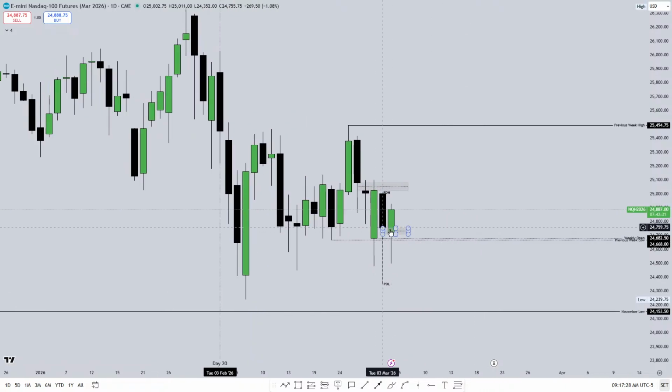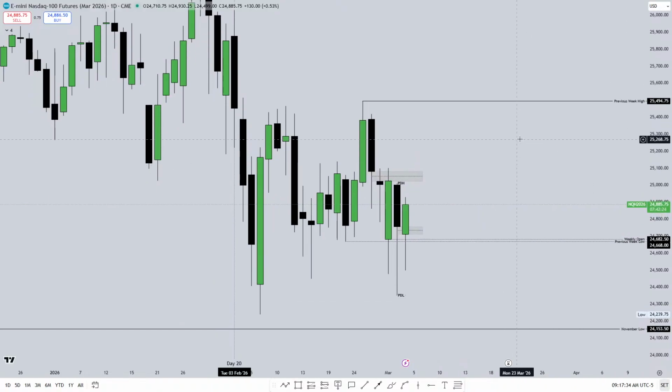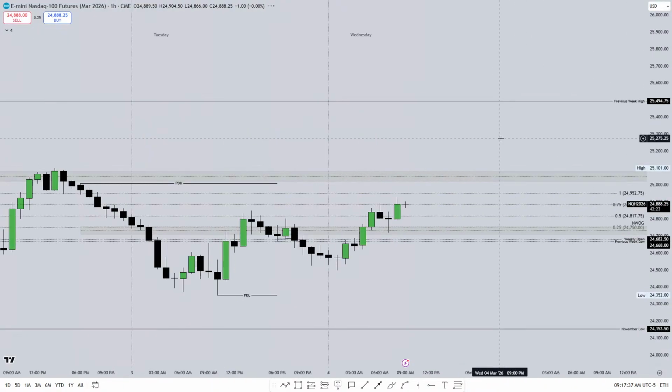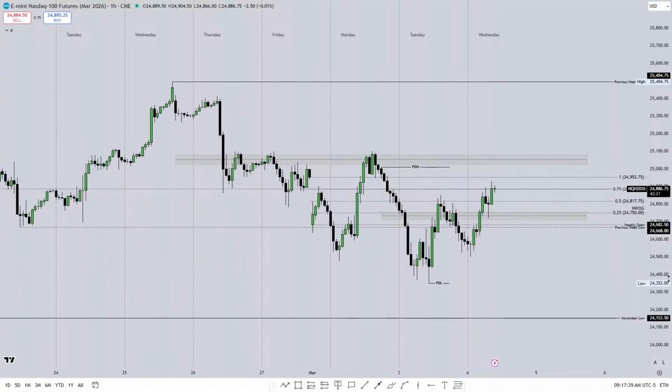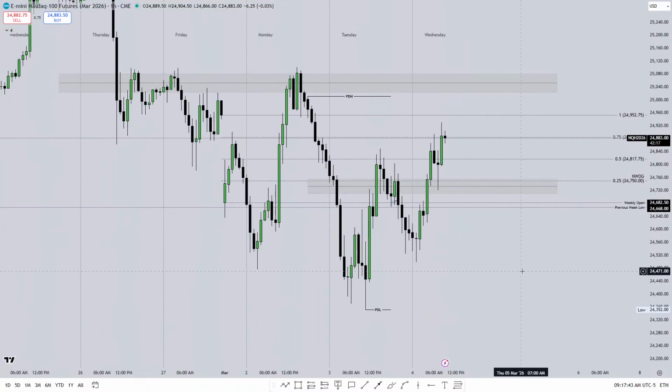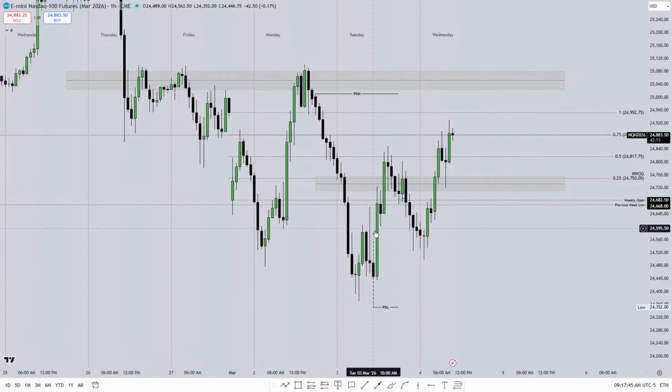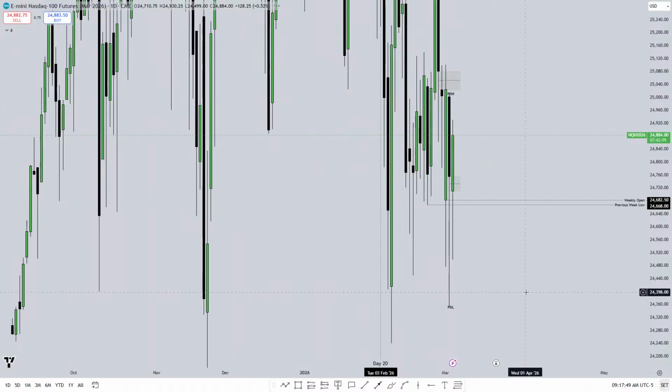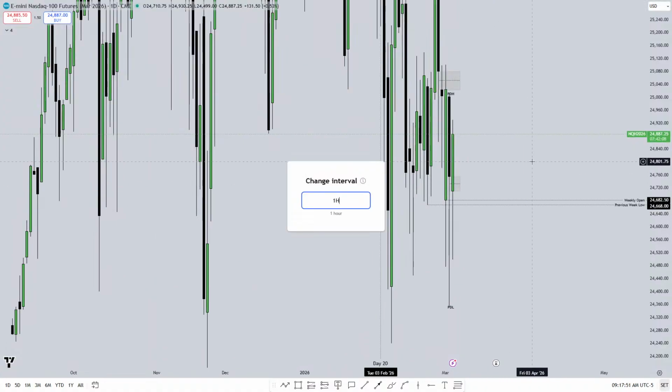We also have this volume imbalance from this previous day close to this day open, so I have that. And then I'm going down to the hourly chart just to start putting the puzzle pieces together, seeing what we've done overnight. So the first thing my eye goes to is this fair value gap right here. What's this? Okay, that's the daily volume imbalance.